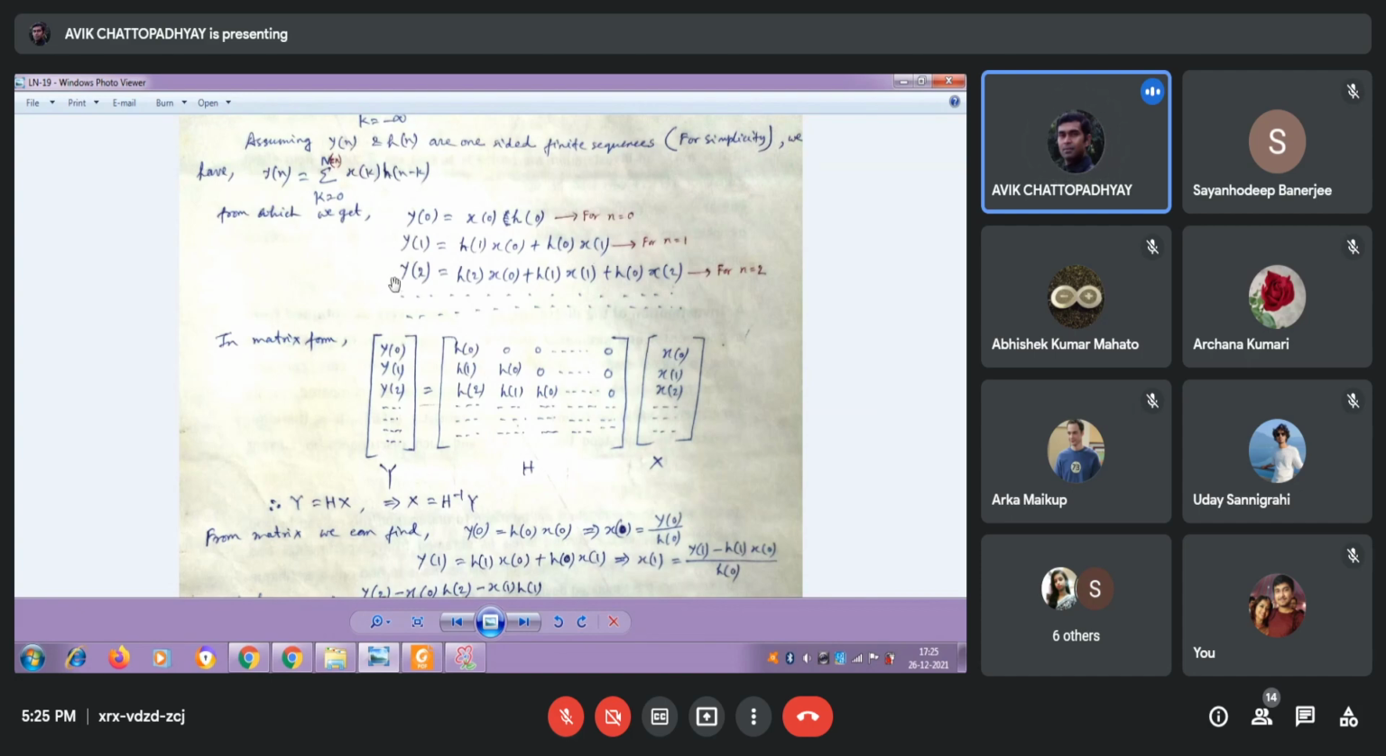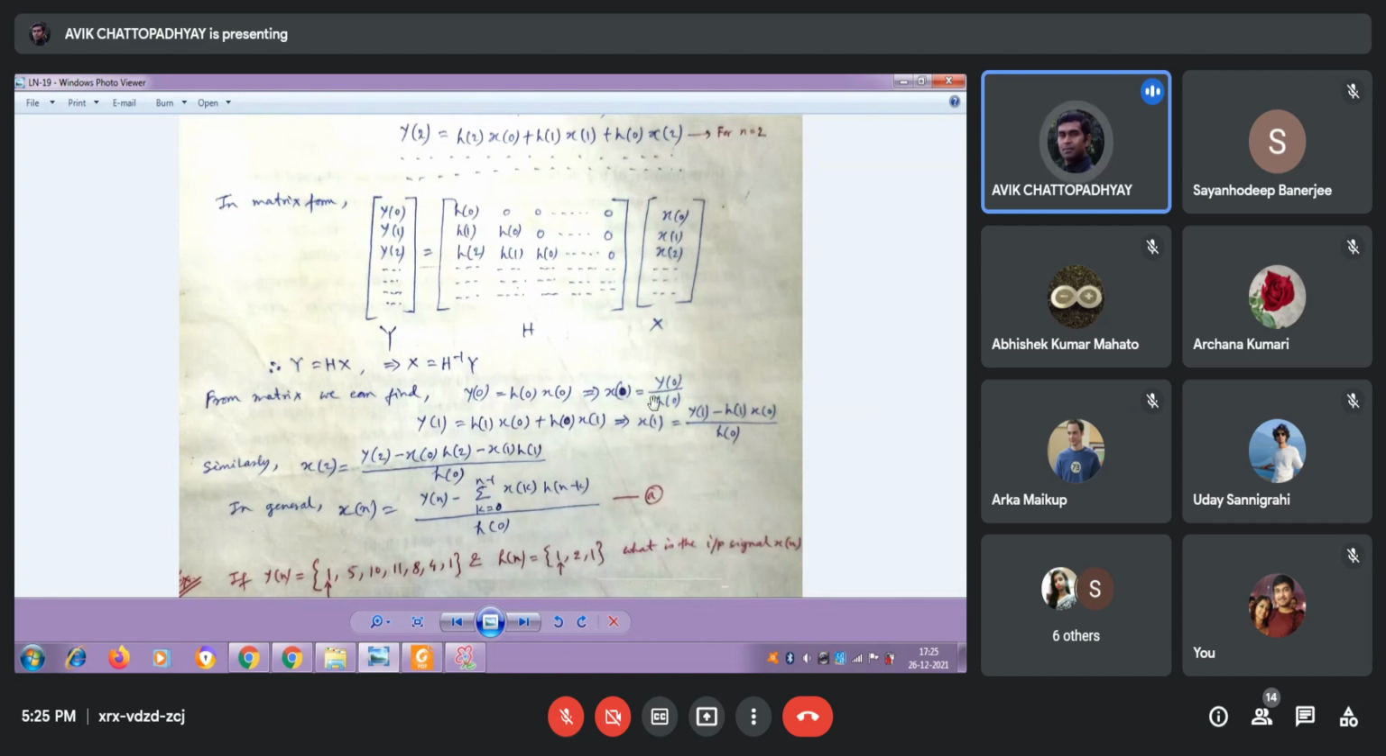Similarly, in the third step, to find out the value of x2, y2 is known, I know h2, I know x0 from the first step, I know h1, I know x1 from the second step, I know h0. I will just plug in all those values and find out x2. So in general, these forms can be written. y1 equals this, which implies x1 equals this. Again, y2 equals this, like this.